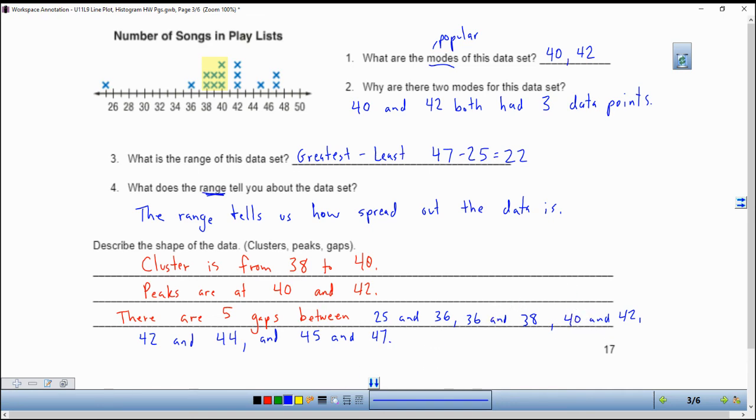Okay. All right. Well, that was a good summary of line plots. We'll take a look next at histograms. Okie dokes.